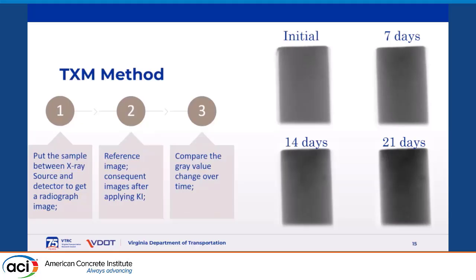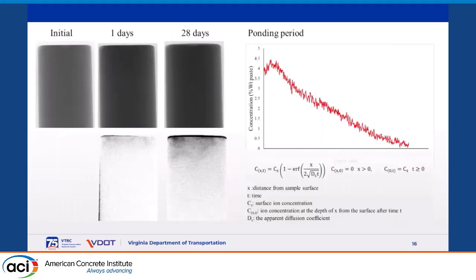14 days is darker than even 7 days and initial. And 20 days is darker than all of these, right? So when we subtract the images from different ages or different days of ponding from the initial image, you can see the penetration of the iodine into the sample. And then by having some calibration samples, we can convert the gray values of the sample to the concentration of the iodide, right? Why we choose iodide, I can talk about it later.